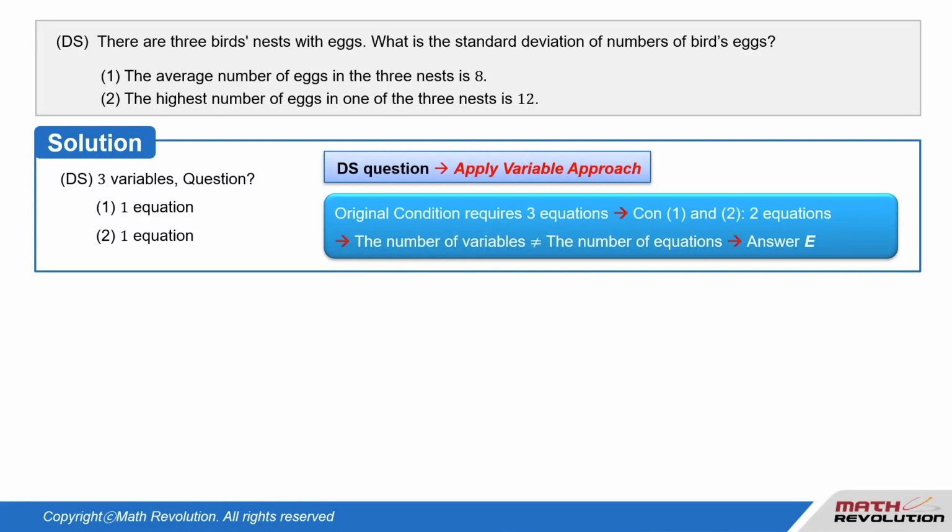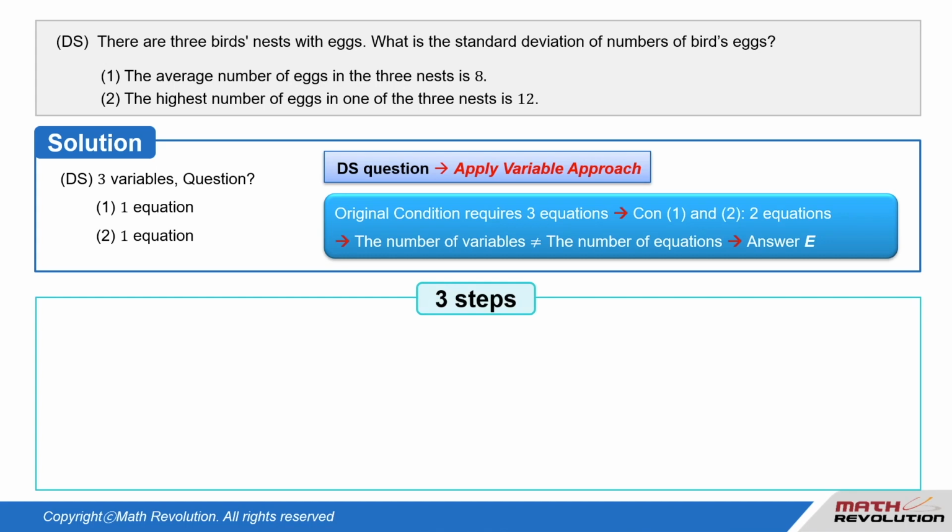This question shows how you get the answer E based on the variable approach by setting 3 variables in the original condition. Now, 3 variables would generally require 3 equations to allow us to solve for the variables. We know that each condition would usually give us an equation, resulting in a total of 2 equations, one each from condition 1 and condition 2. However, since we need 3 equations to match the number of variables and equations in the original condition, the unequal number of equations and variables should logically give us an answer E.